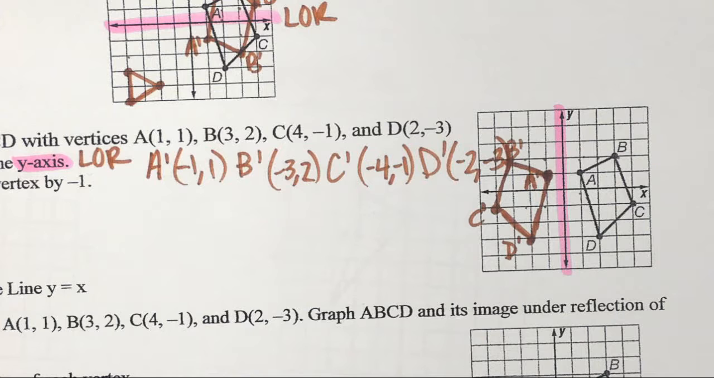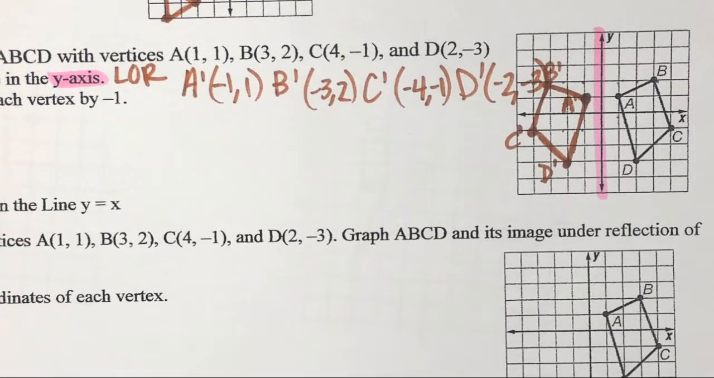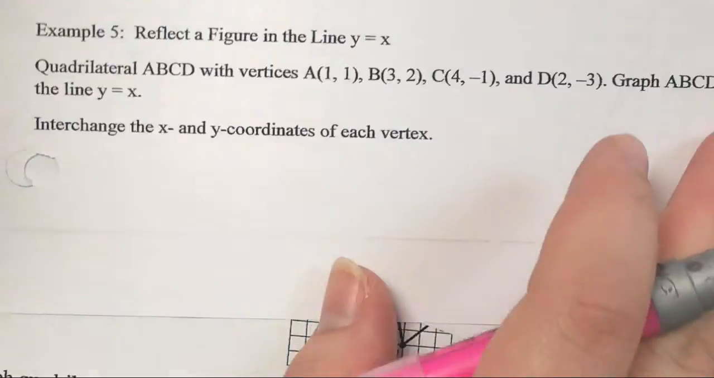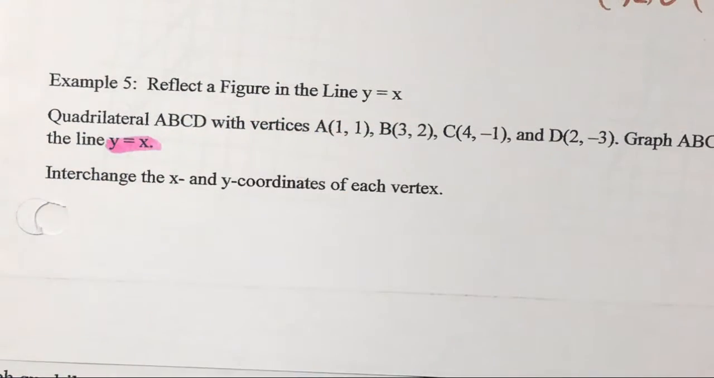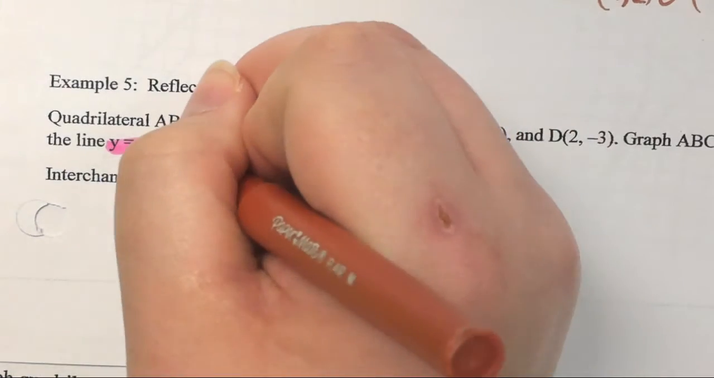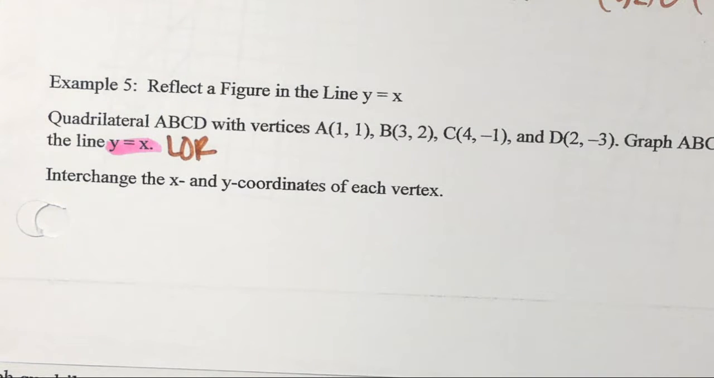It has limits. Okay, so I need you to help me. This is where we got stuck for a long time first period, but you're not going to get stuck here. What is the line of reflection on example 5? Okay, and then it says the line y equals x is the line of reflection. Agreed. What does that look like? What does y equals x look like?